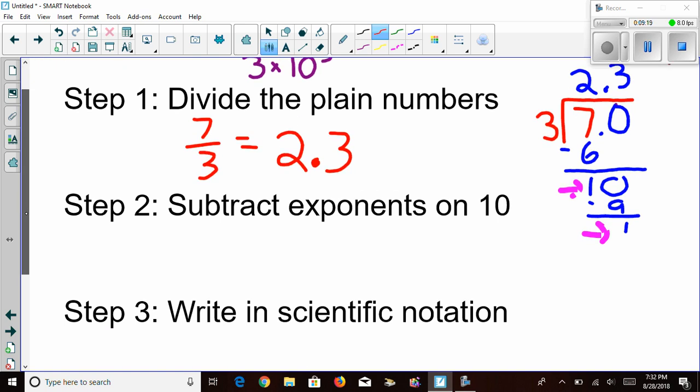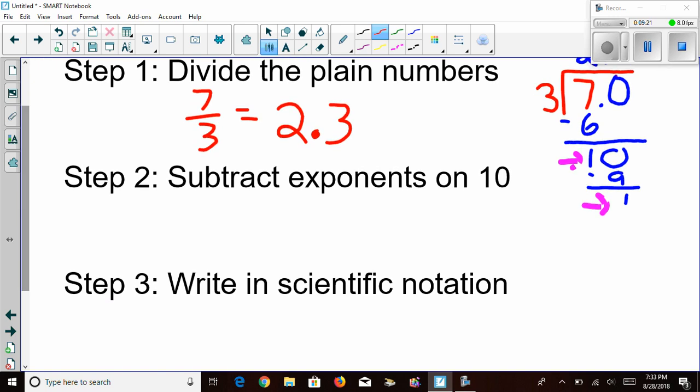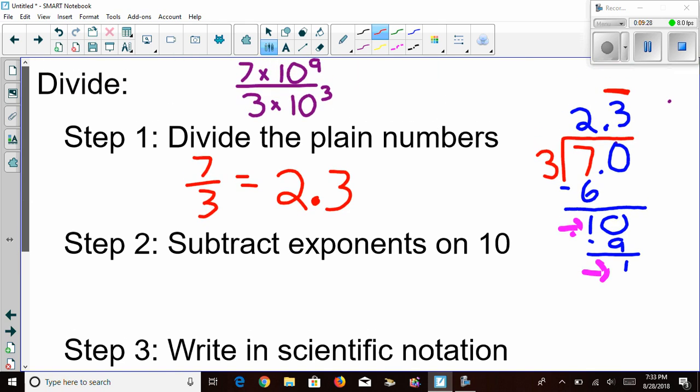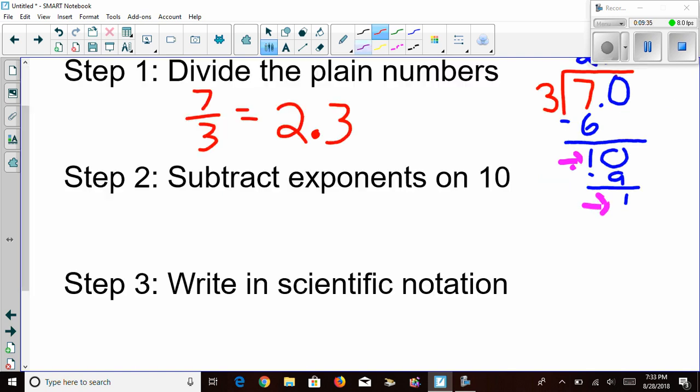Now, let's look at the next portion. It says to subtract the exponents on 10. Since we're dividing, we learn that when we divide powers of the same base, we start by writing the base and then subtracting the exponents. Once I follow through with that subtraction, it is now 10 to the 6.